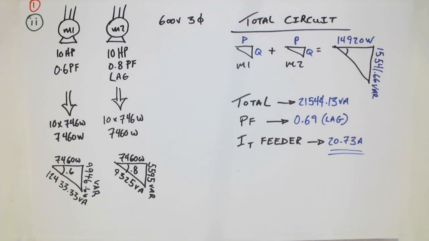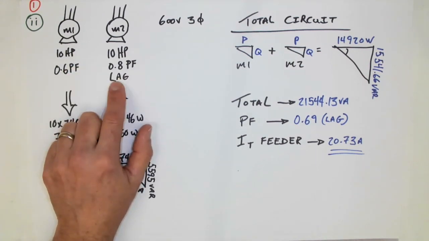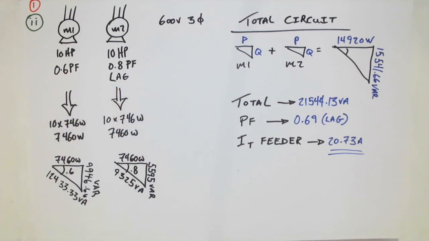Which then brings us to our final question. And that was, if we took these two motors and this one, instead of running it in lag or unity, we ran it in a leading power factor, what would all the values of the circuit be? So another sketch coming up. And what we're doing with this one is exactly the same.